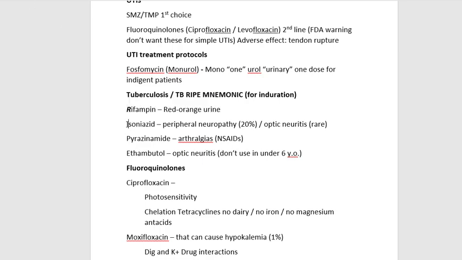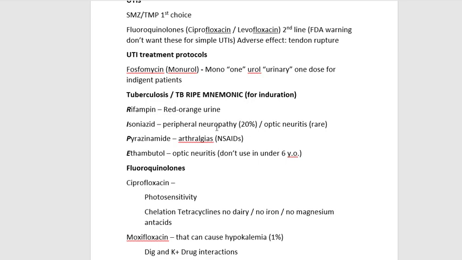I should have probably bolded and italicized this to make it more clear that this is the mnemonic. Okay. And these are all in the book, but I just didn't want to blow things up by putting too much information in here, because the book is really meant as a bridge to the bigger licensing tests. So rifampin is red-orange urine.